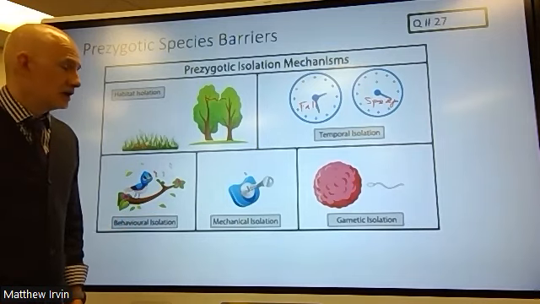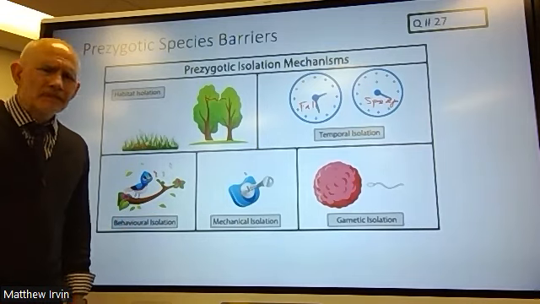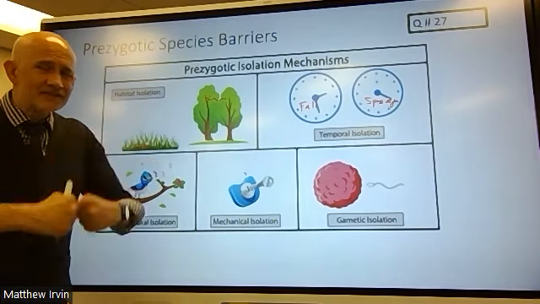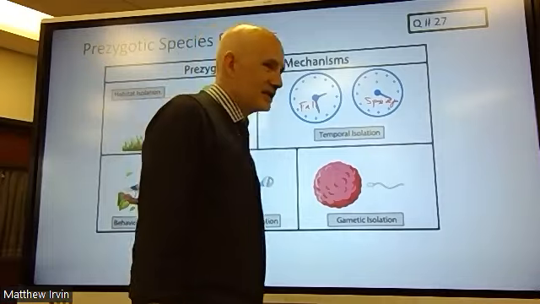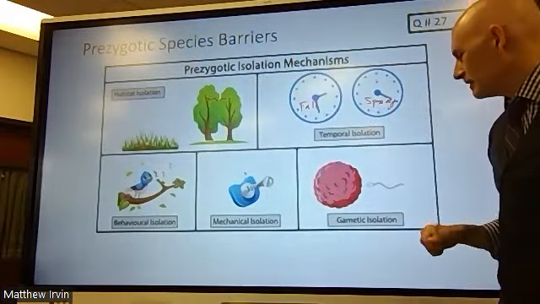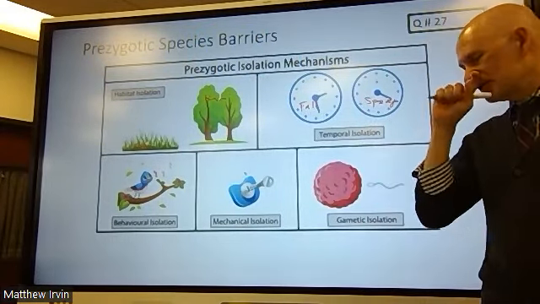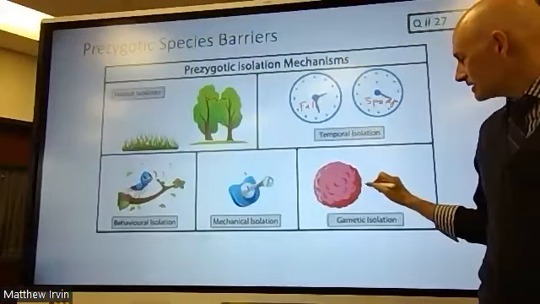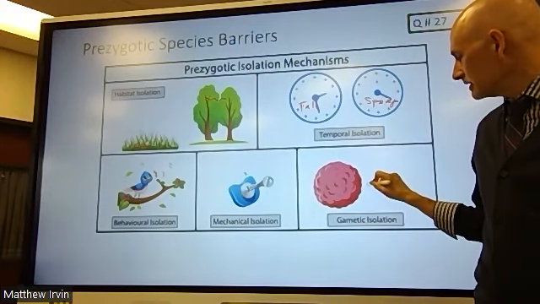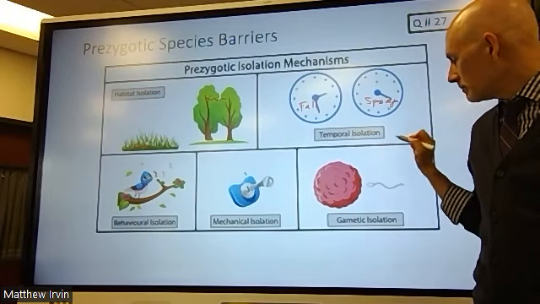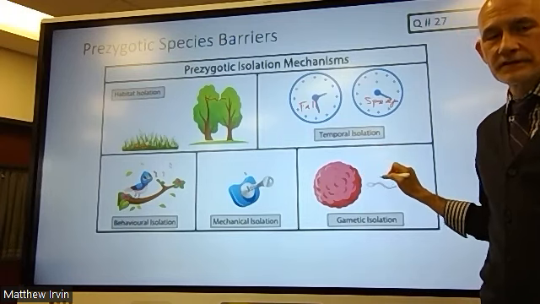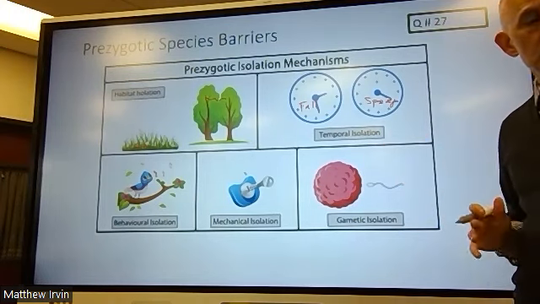Mechanical isolation, the parts don't fit together, so we're not going to make some babies if things can't connect. And then gamete isolation. So again, this is going to go back to the protein receptors on the surface of the egg not matching the proteins on the surface of the sperm, so they don't fuse.